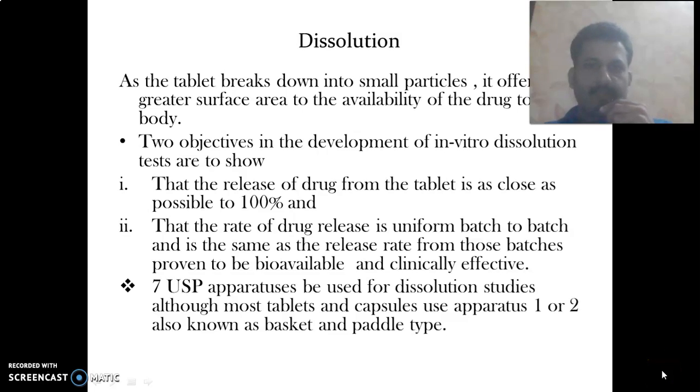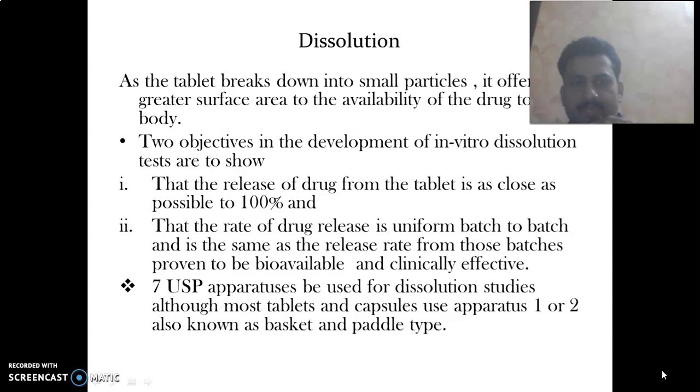The last official quality control test for tablets is the dissolution. The dissolution is an important quality control test for tablets. This test measures the time required for a given percentage of the drug substance in the tablet to go into the solution under a specified set of conditions.